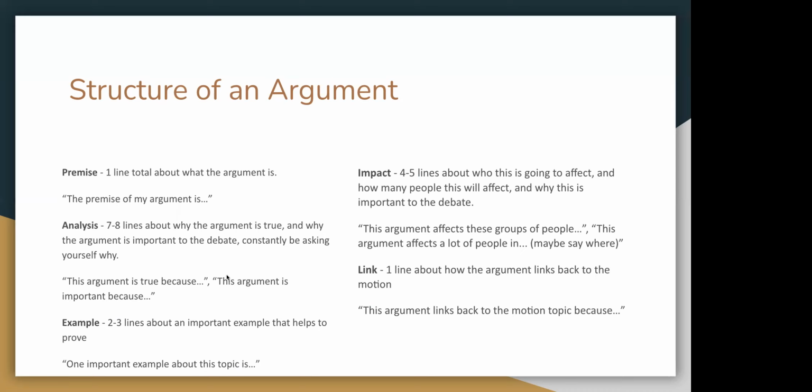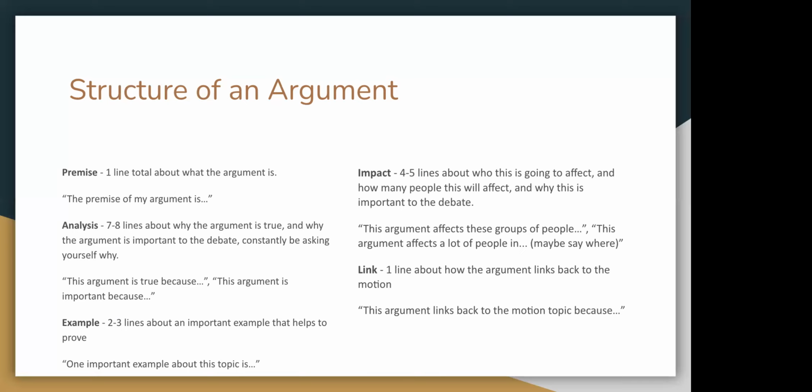7 to 8 lines about why the argument is true and why the argument is important to the debate. Constantly be asking yourself the question, why, right? If you keep asking yourself why over and over again, you start building very strong analysis. By the end of your analysis, you need to prove why something is true and relevant. It is not sufficient to have just one. If something is true but it's irrelevant, it is not going to help you. If something would be relevant but it is factually incorrect, it will also not help you, right?